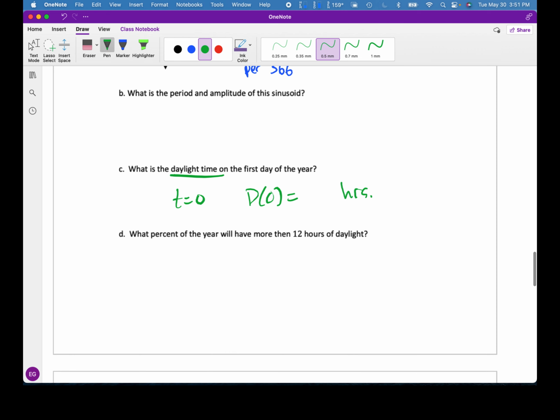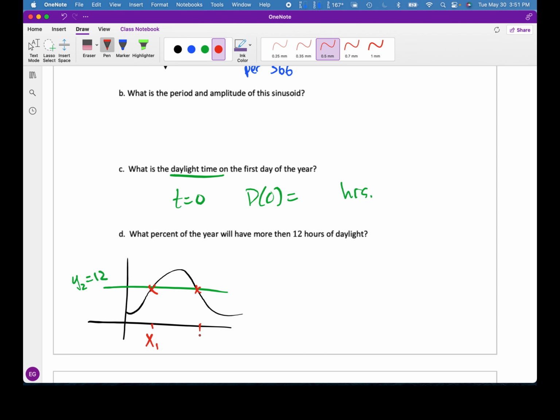D is a little bit harder. So we want to know when is there more than 12 hours. So I'm just going to kind of sketch a graph of what this thing would look like. What we're going to do is in y2, we're going to set that equal to 12. Then we're going to do intersect to find what this x value is and what this x value is right here. And we're going to subtract those. So I'm going to do x2 minus x1. I'm going to divide that by the period this time around. And then because they asked for a percent, I'm going to multiply by 100. So this is period. So in this case, 366. And that's going to tell me when I am more than 12 hours of daylight, what percent of the time that would be.